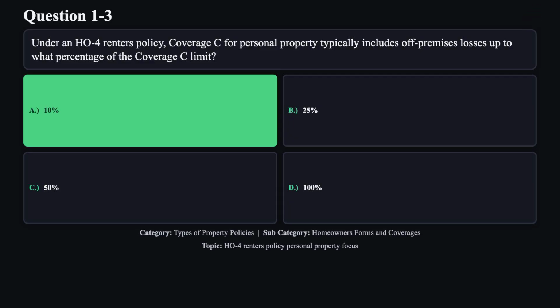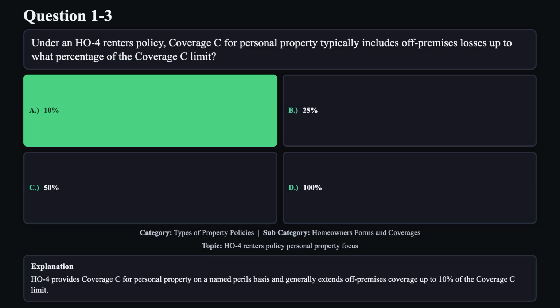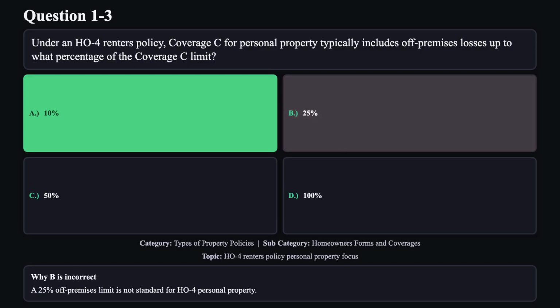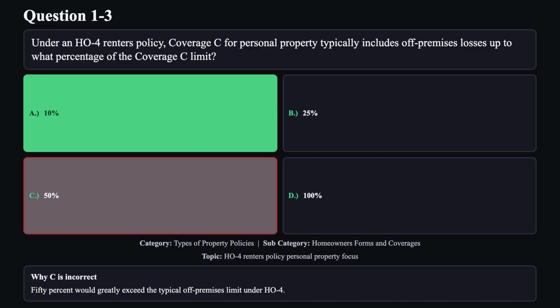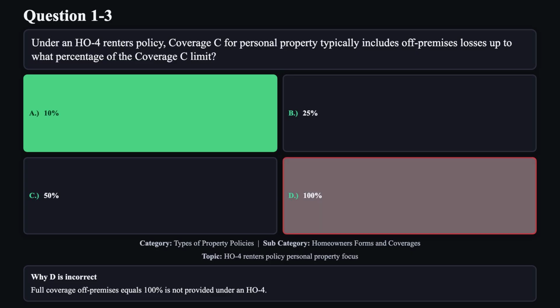The correct answer is A. H04 provides Coverage C for personal property on a named perils basis and generally extends off-premises coverage up to 10% of the Coverage C limit. Reason B is not correct. A 25% off-premises limit is not standard for H04 personal property. Reason C is not correct. 50% would greatly exceed the typical off-premises limit under H04. Reason D is not correct. Full coverage off-premises, equal to 100%, is not provided under an H04.